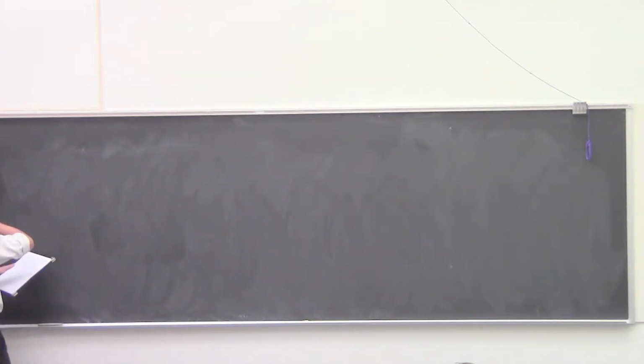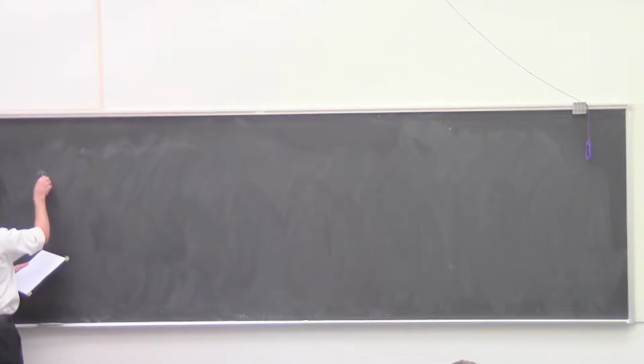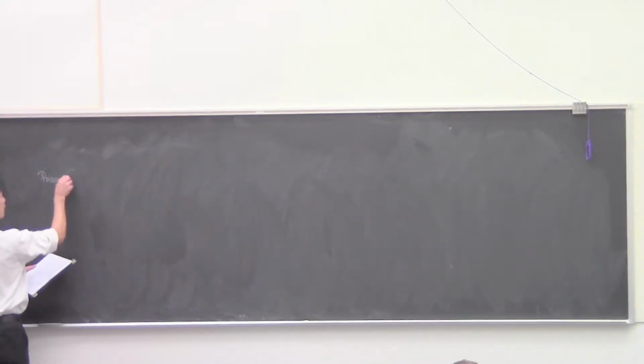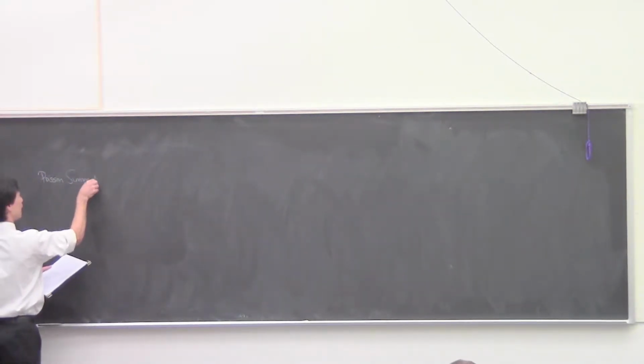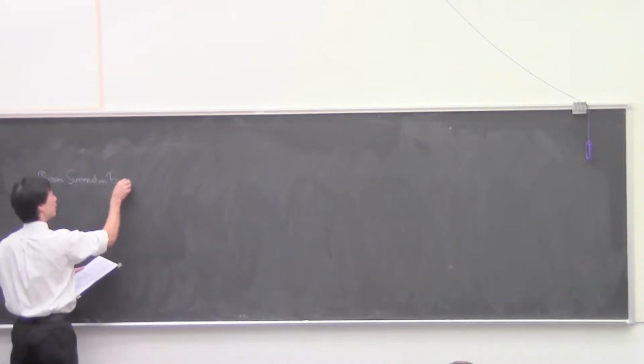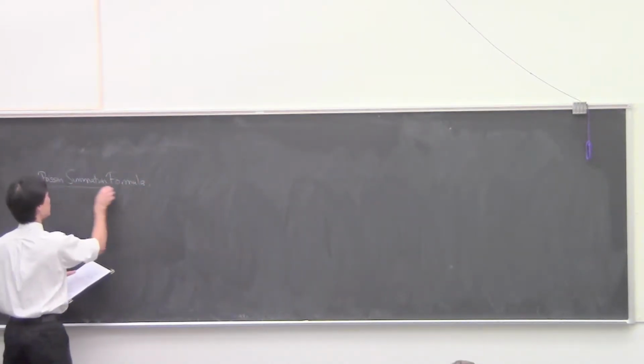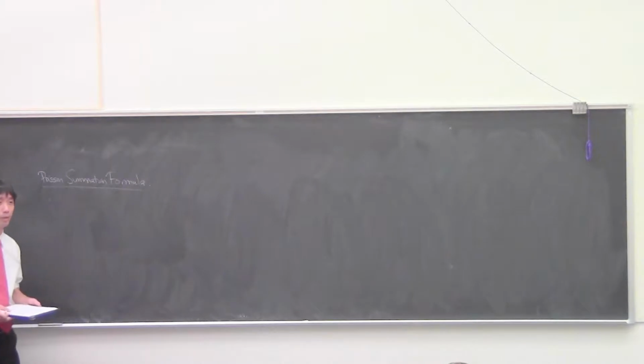Okay, so in any case, today we're going to finish up our use of the Poisson summation formula to get information about the heat kernel on the circle, right?